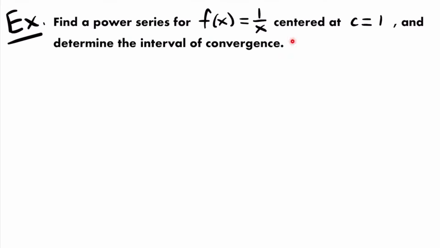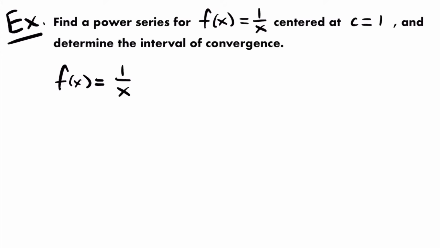Okay, so here's our second example. We want to find a power series for f of x equals 1 divided by x centered at c equals 1 and determine the interval of convergence. Okay, so our function f of x is equal to 1 divided by x, and we want this function to be in the form of a geometric sum such that we can rewrite it into a power series that is centered at c equals 1.